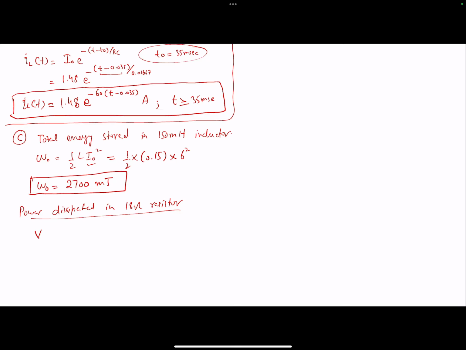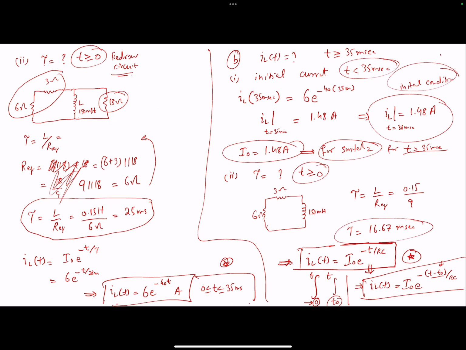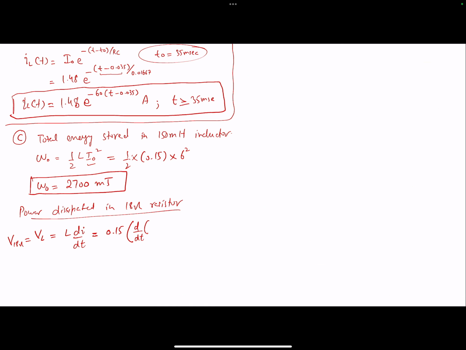V_L should be equal to L di/dt, and this should be equal to V across the 18 ohms as well. So L is 0.15 henry, and the derivative di/dt, let me just do this. What is the equation? The equation was here. This was the first part of the equation, 0 to 35 milliseconds: 6 e raised to power minus 40t. Okay, so let's solve this.